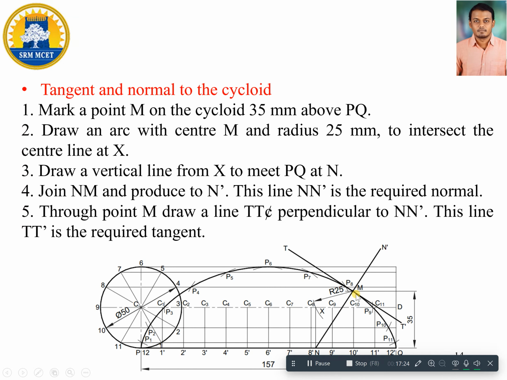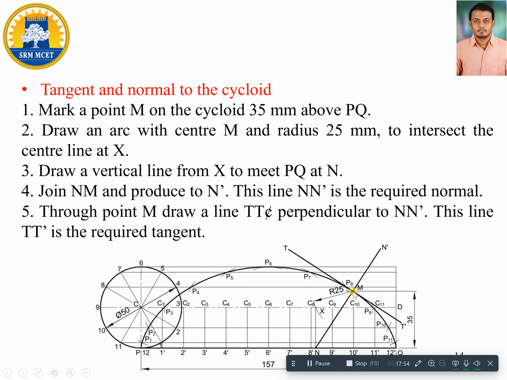Okay, once again I repeat, initially mark a point M at a distance of 35 mm above the base, and from M you take your compass and measure a distance of 25 mm and cut one arc on the central line, which is indicated as X. From X you draw one perpendicular line to the baseline and it is marked as N. Now connect N and M and extend it for some convenient distance and mark it as N dash. Now N dash indicates the normal to this cycloidal curve.